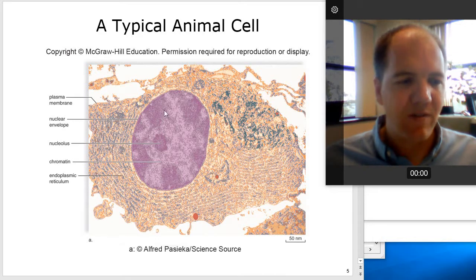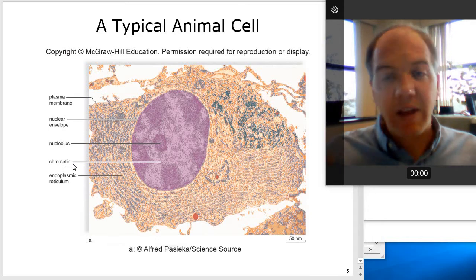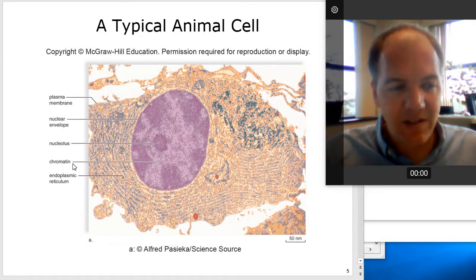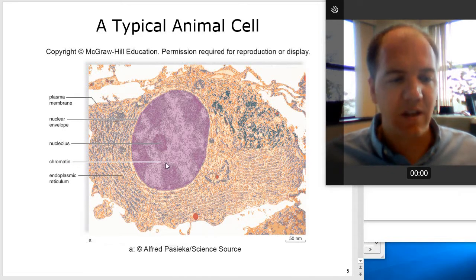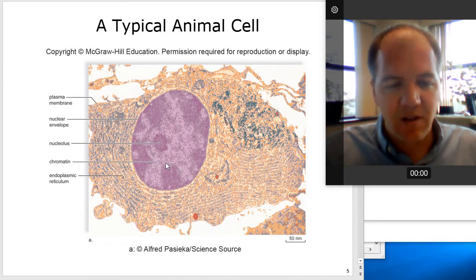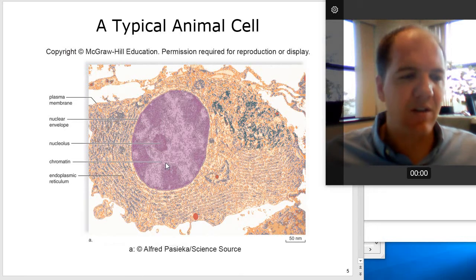Within the nucleus, we have the DNA. In this case, it's called chromatin. And that just is when the DNA is kind of scattered within the nucleus. It's not condensed. We call that chromatin. It's like a ball of yarn that's all just kind of wrapped around inside the nucleus.